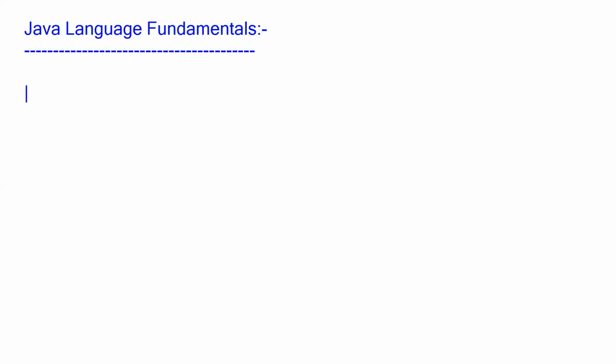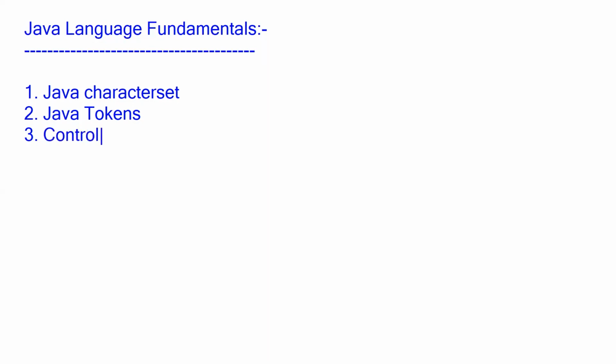As part of it, we are going to learn the Java character set and Java tokens. What are Java tokens? There are different types of Java tokens. And then we are going to look into control statements and the command line arguments.